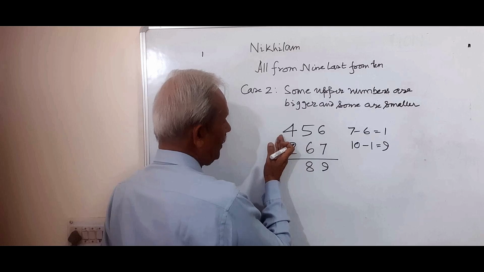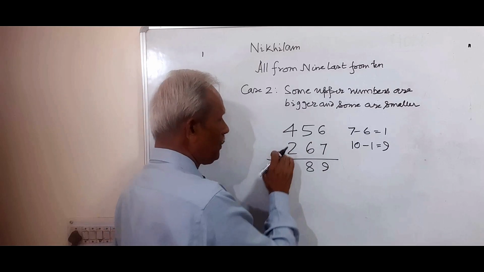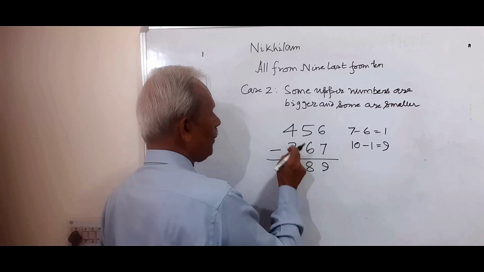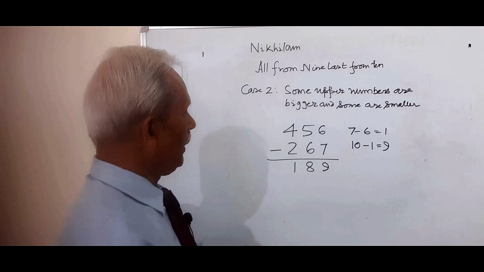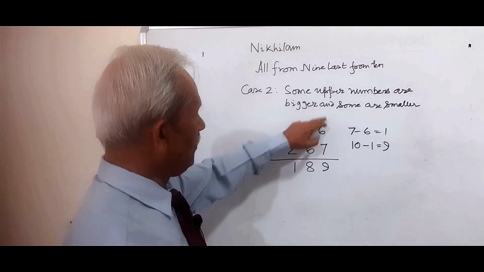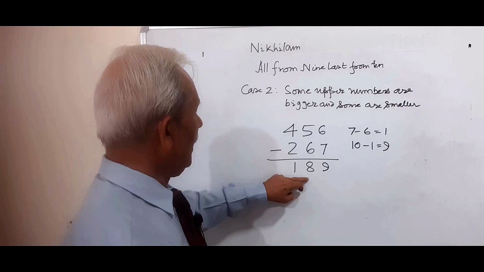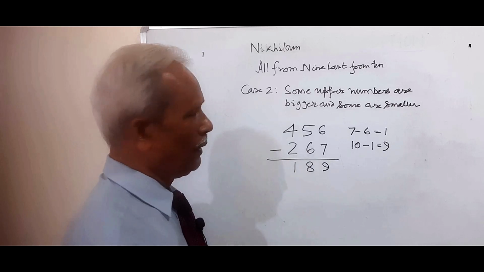Now, this number 4 is bigger, so we are out of complement. The moment you are out of complement, we'll add 1 to this number. So 2 plus 1 is 3, 4 minus 3 is 1, the answer is 189. So what we have done: 7 minus 6 is 1, 10 minus 1, 9, 6 minus 5, 1, 9 minus 1, 8, and then 2 plus 1, 3, 4 minus 3 is 1, 189.